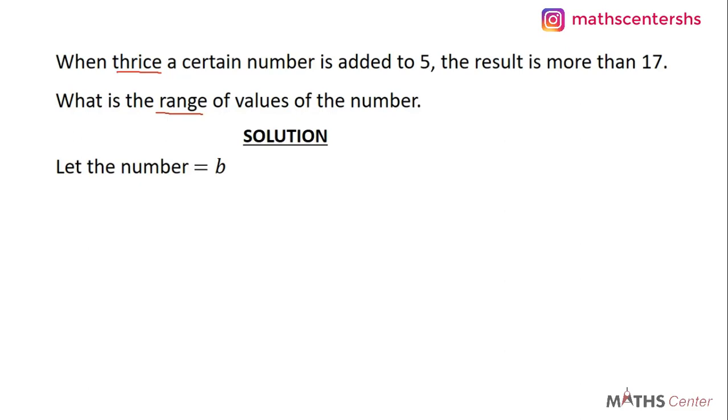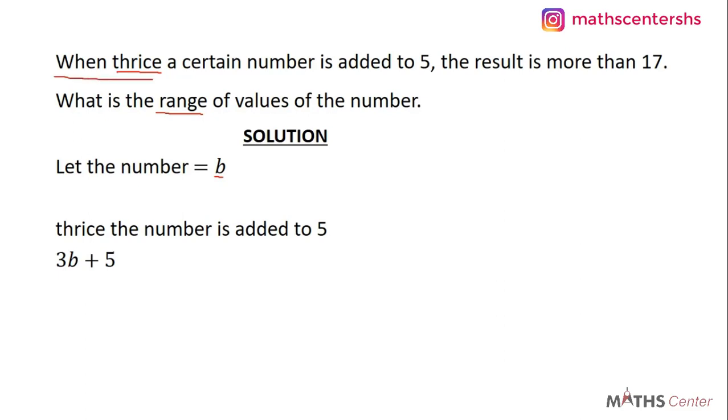Let's read the question again. It says that thrice a certain number, the number is now b, so it means that 3 times that number, 3 times b, is added to 5. So thrice the number added to 5 means you are going to have 3 times b plus 5. 3 times b is 3b, so you are going to have 3b plus 5. So we've now written the expression for the first part, which is thrice a certain number added to 5. We've let the number be b, so 3 times b is added to 5.